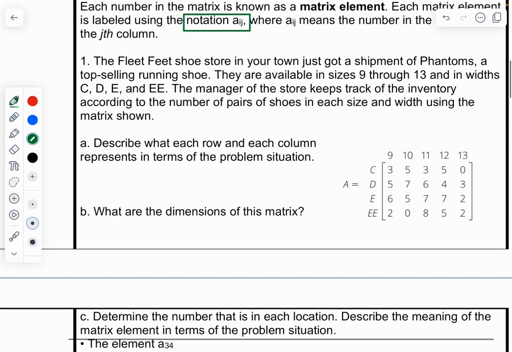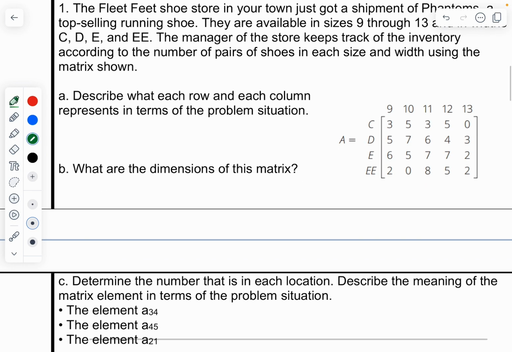So if we look at question number 1, the Fleet Feet shoe store in your town just got a new shipment of Phantoms, a top-selling running shoe. They are available in sizes 9 through 13 and in widths C, D, E, and double E. The manager of the store keeps track of the inventory according to the number of pairs of shoes in each size and width using the matrix shown. Describe what each row and each column represents in terms of the problem situation.